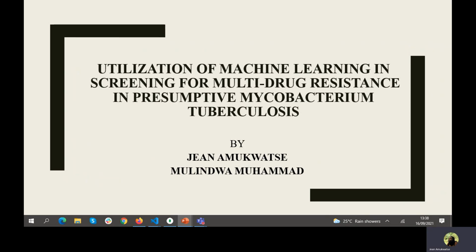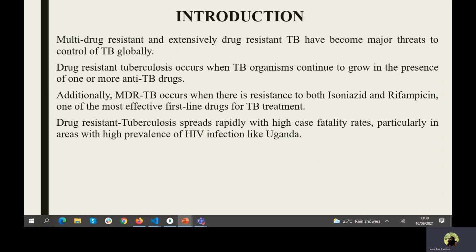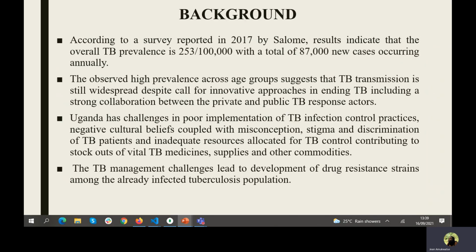So, multi-drug resistant TB occurs when someone is resistant against the two major drugs that are administered for tuberculosis treatment, which are isoniazid and rifampicin. So multi-drug resistant TB comes up when a patient is resistant against these two drugs. My research seeks to predict such a case, someone who is resistant against isoniazid and rifampicin, and that person is called a multi-drug resistant TB case.